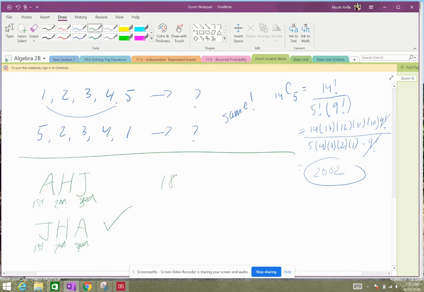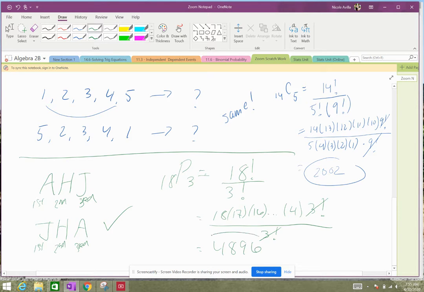So in this case, I could do 18 permutation 3. That would have me do 18 factorial on top, 15 factorial on bottom. So basically, I would have 18 times 17 times 16 all the way down to times 4 with a 3 factorial on the end, which would cancel out with the 3 factorial on the bottom. And that collectively would give me 4,896. So 4,896 ways that 18 math teachers could finish the race in first, second, and third place.